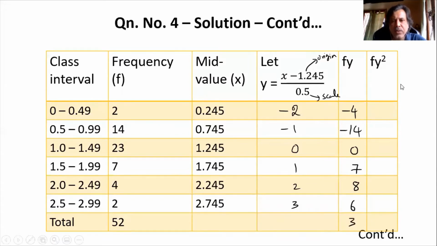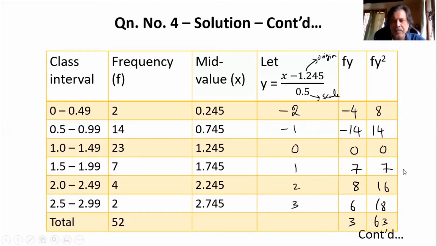For f into y square, we already have fy. If I multiply this with y, I will get f into y square. So minus 2 into minus 4 is positive 8. This will be 14, this will be 0, this will be 7, this is 16, this is 18. Sum of this is 63. So we have all these values.